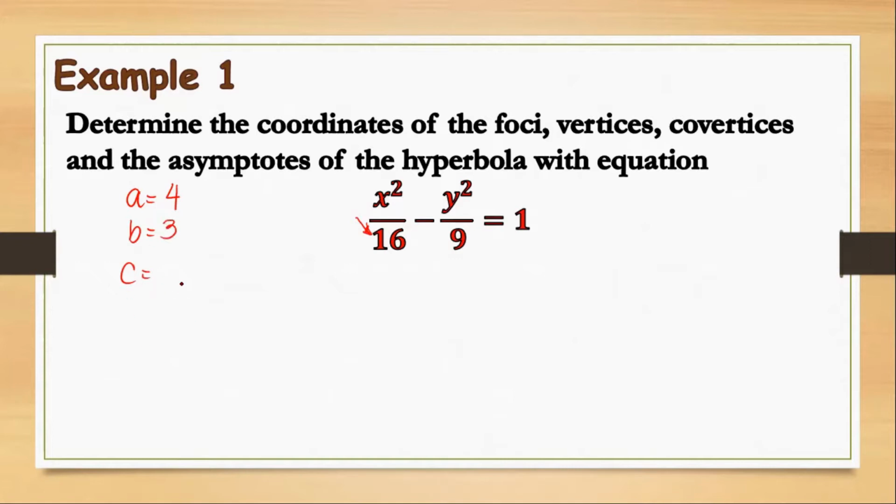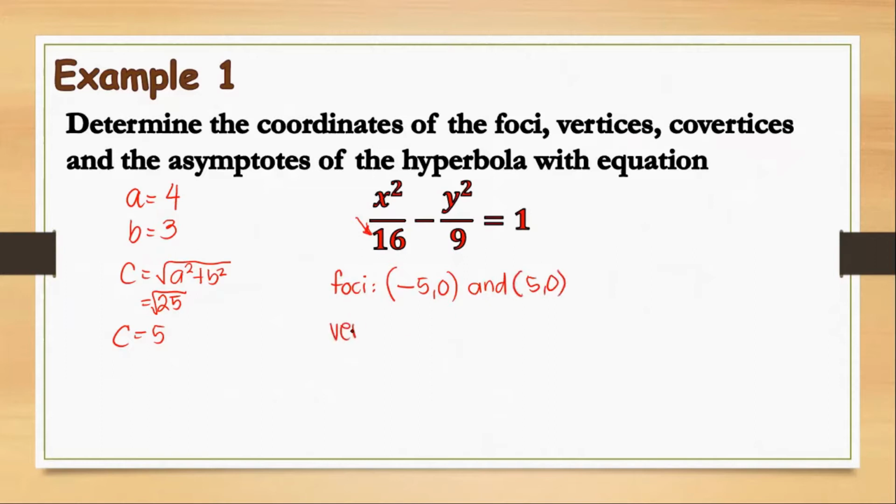And so, if we are going to solve for the value of c, that will be the square root of a squared plus b squared. Our a squared is 16 plus b squared, which is 9. That is equal to 16 plus 9, the square root of 25. Okay, so our c is equal to 5. Since we already have our a, b, and c, it is easy for us to find the points. So for the foci, the coordinates are (negative 5, 0) and (5, 0).